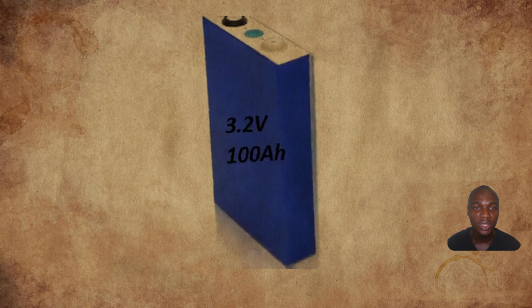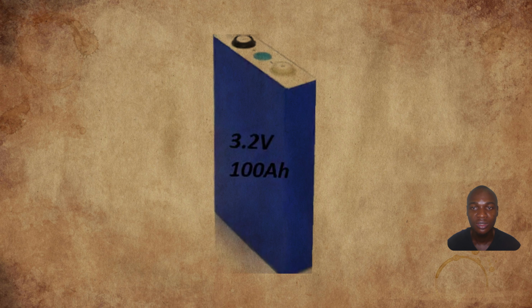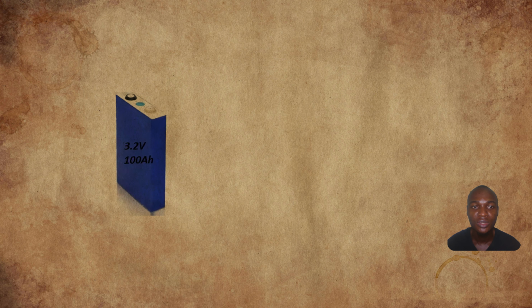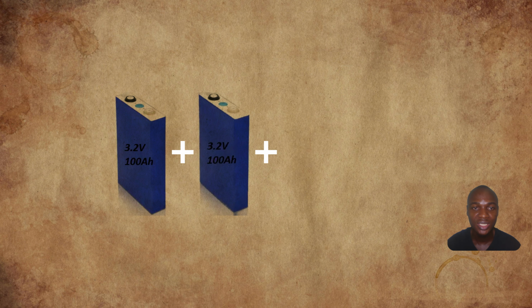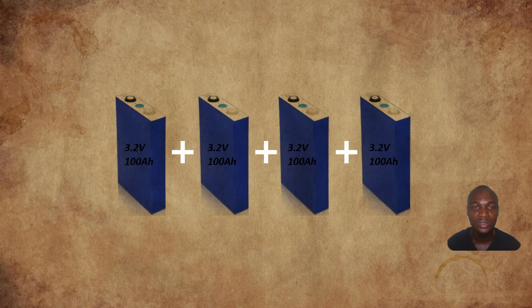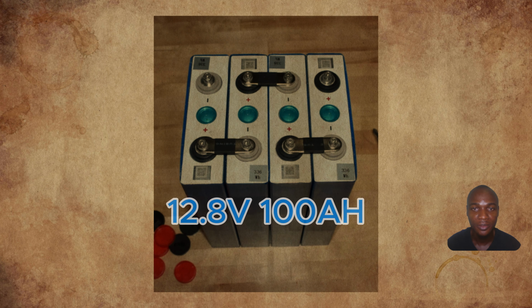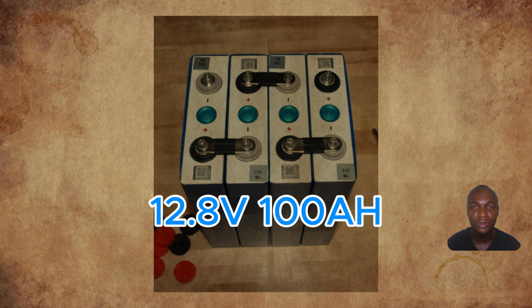To make a battery pack that will work with an inverter, we need to combine these cells together. For example, we have 3.2 volt, 100 amp-hour cells. In this case, we will need a 4 series configuration. That is 3.2 volts plus another 3.2 volts plus another 3.2 volts plus another 3.2 volts at 100 amp-hours. This gives us a total voltage of 12.8 volts at 100 amp-hours. Note, in a series connection, voltages add up and the capacity remains the same.